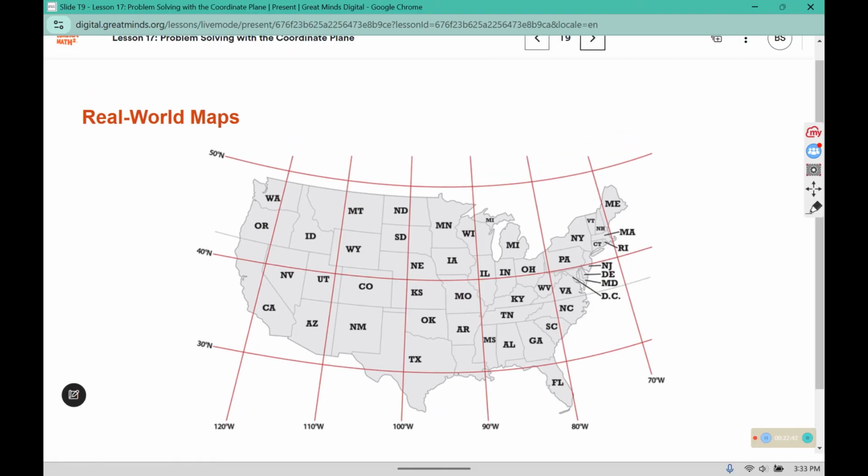This map shows the lines of latitude and longitude on the United States map. In what state is the ordered pair 110 west and 40 north? So here's 110 west and here's 40 north. That falls in the state of Utah.